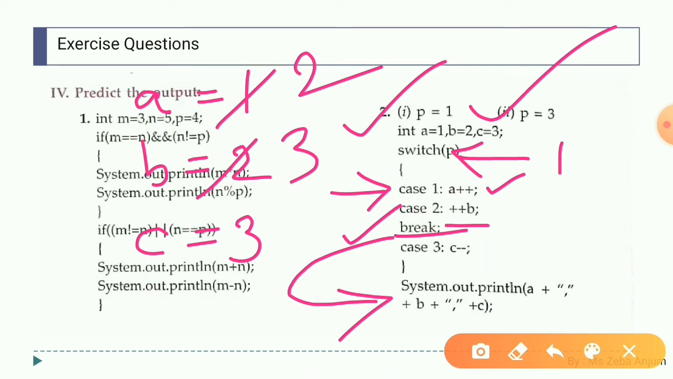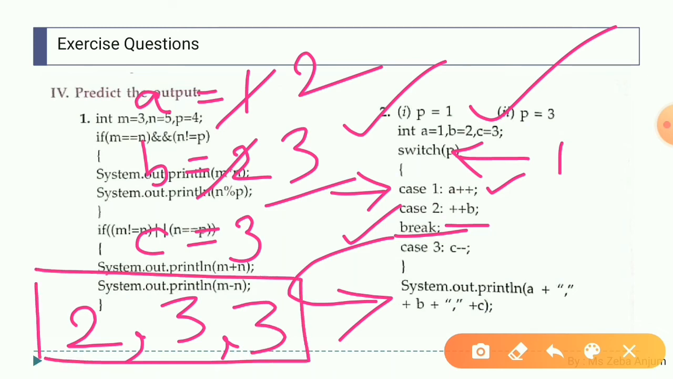Then again System.out.println, we are having a, the value of a is 2, so 2 is going to be printed on the screen, then comma, then afterwards b, the value of b is 3, and then again comma, then c, the value of c is 3. So this is the output for your first part when p equals 1.